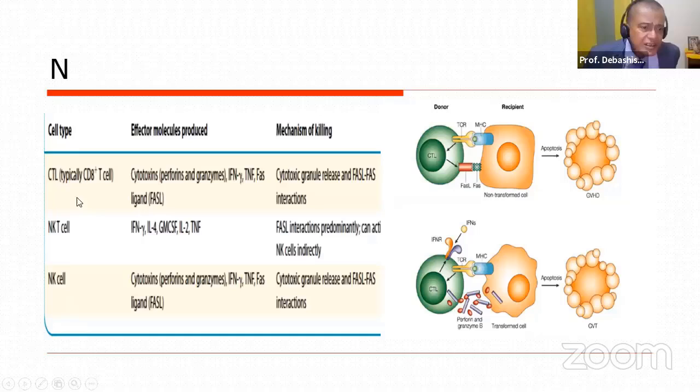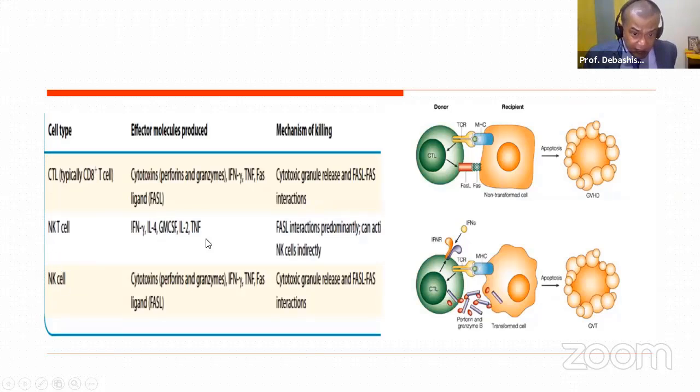So these are the 3 different types of cytotoxic cells. One is CTL, or typically CD8 positive T cells. Other is NK cells. They both have almost similar effector molecules. Perforins and granzymes are important effector molecules, as are interferon gamma, TNF, Fas, and Fas ligand. They release these granules, perforins and granzymes, and can directly kill cells, and also they cause Fas ligand interaction. It is a similar mechanism in CD8 positive T cells and NK cells.